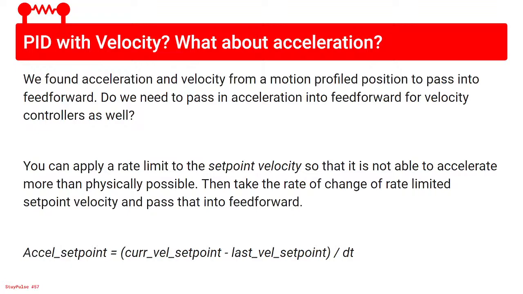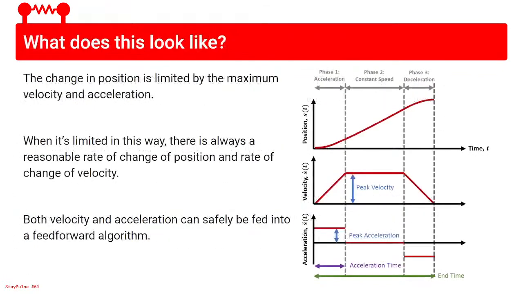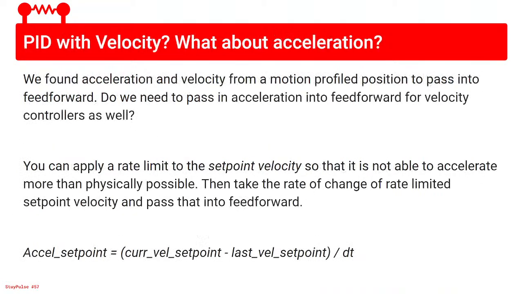Now that we know about motion profiling, and how, if you smooth out your set point, you can take the rate of change and get something you can use in feed forward, we can do the same thing with velocity, right? Feed forward takes in both velocity and acceleration. So when we have a velocity controller, we can take the velocity set point and plug that into feed forward. But what if we do want to account for acceleration, and pass that into feed forward as well to get a more accurate response?